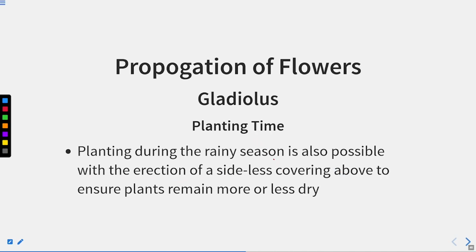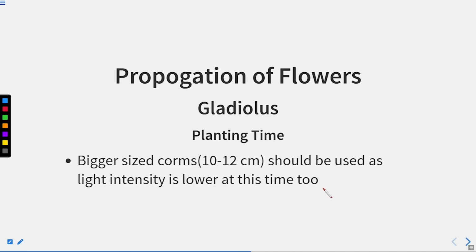Planting during the rainy season is also possible with the erection of a sideless covering above to ensure plants remain more or less dry. Bigger sized corms, that is 10 to 12 centimeters, should be used. Light intensity is lower at this time too.